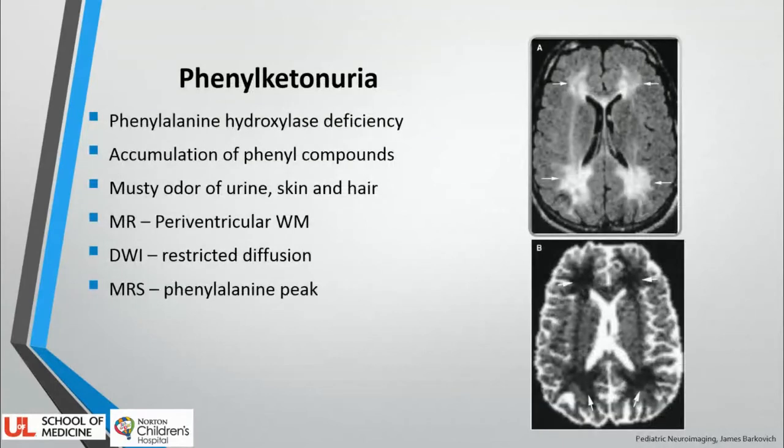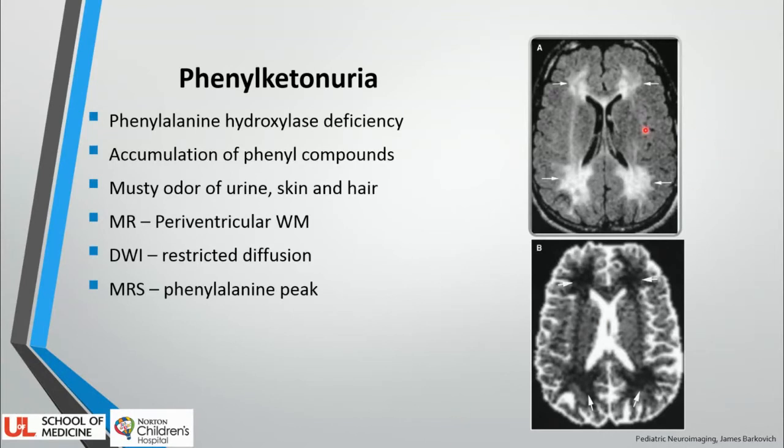Enzyme deficiency in phenylketonuria results in accumulation of phenyl compounds that are toxic to the developing brain. Clinical clue to this disorder is musty odor of urine, skin, and hair. And a characteristic feature on MR spectroscopy is the phenylalanine peak.